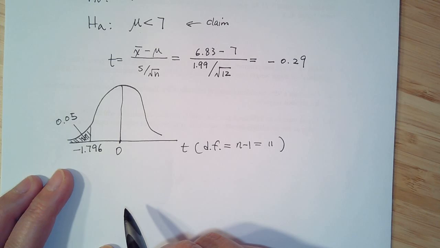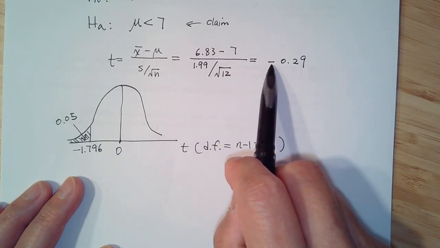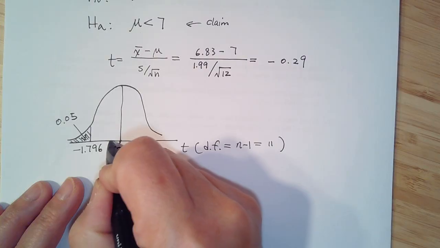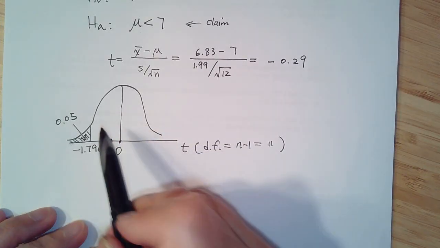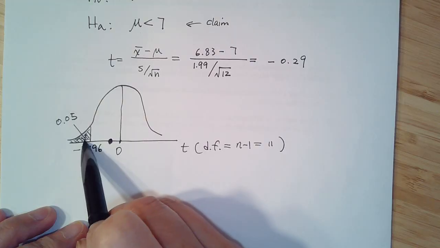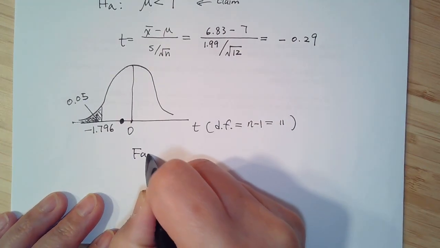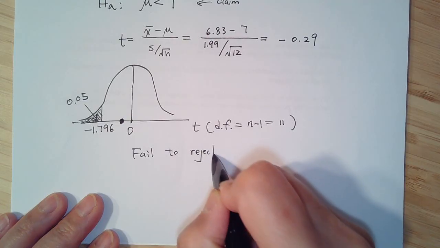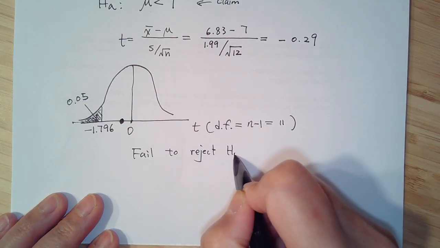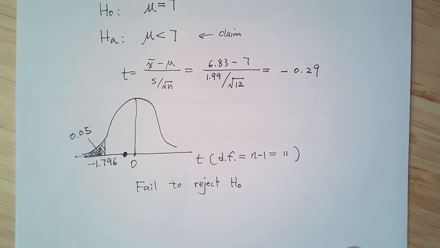All right, now where is your test statistic? It's only negative 0.29, which is here, right? Is this in the rejection region? No, the shaded area is the rejection region. Here is not, so you'll fail to reject H0. Okay, you'll fail to reject H0.